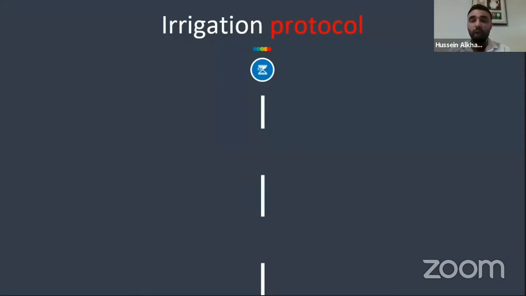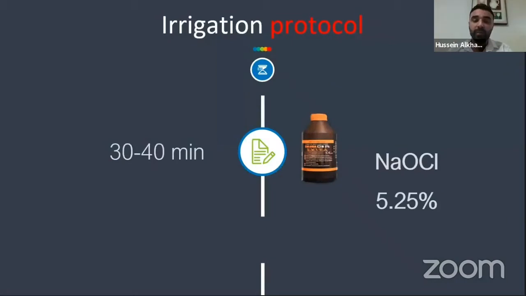The irrigation protocol I follow in most cases is that I use 5.25% sodium hypochlorite for 30 to 40 minutes starting from the beginning of root canal therapy. At this stage, what objective did we achieve?